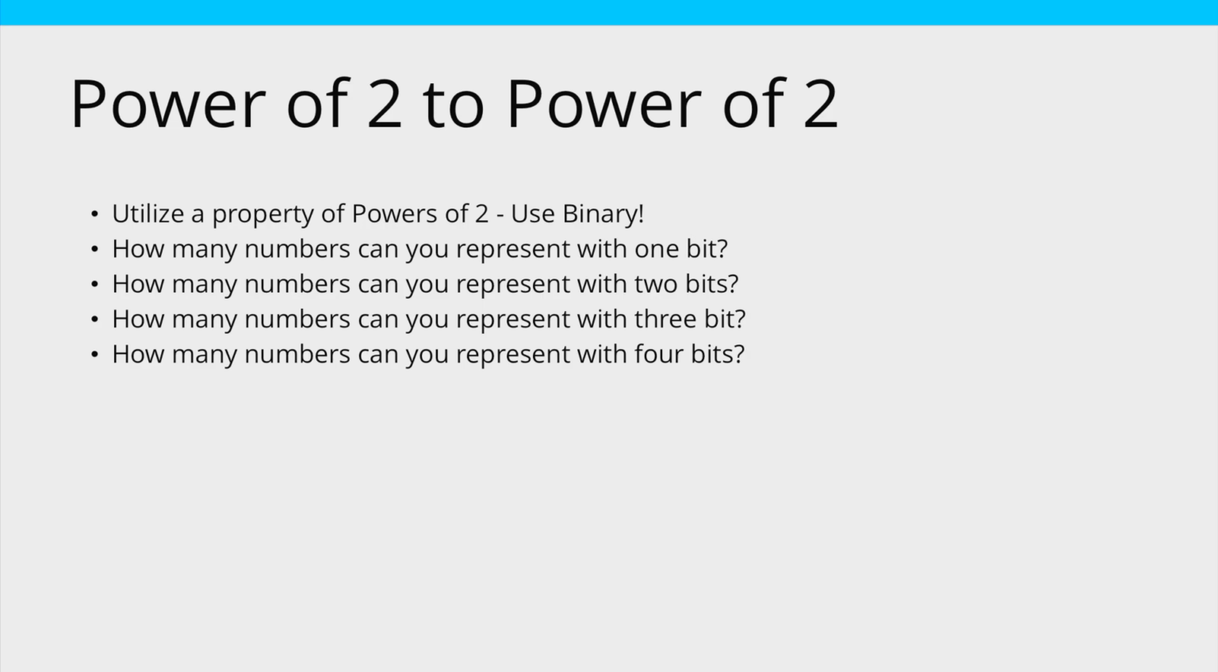For example, how many numbers can you represent with 1 bit, 2 bits, 3 bits, and 4 bits? So with 1 bit, I can represent 2 things. 2 bits, I can represent 4 things. 3 bits, 8 things, and 4 bits, 16 things. So we're going to use this special feature of powers of 2 to convert to other powers of 2.